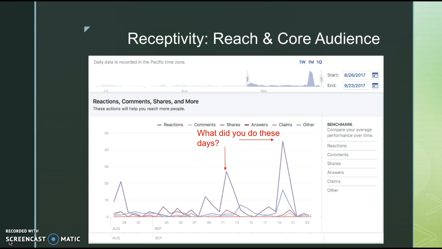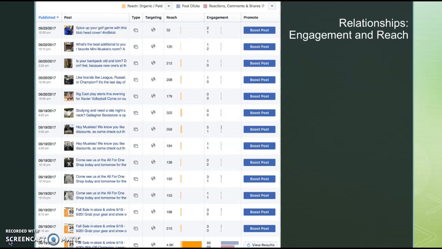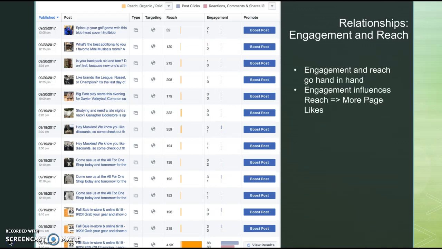And then we really look at those moments. Has something triggered it? Weather, transportation, live events. Is it basketball season? Is Team 96 doing well in March Madness? All of those affect the reach in our core audience. So relationships are a huge piece of what we do. Engagement and reach go hand in hand. The more engaged, the more it influences your reach and the more page likes. It really does boil down to that.